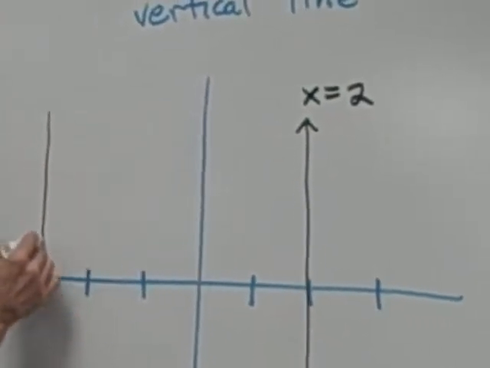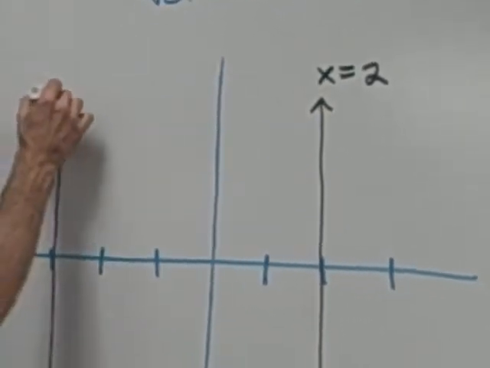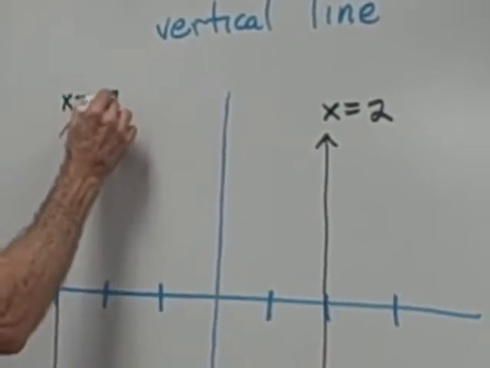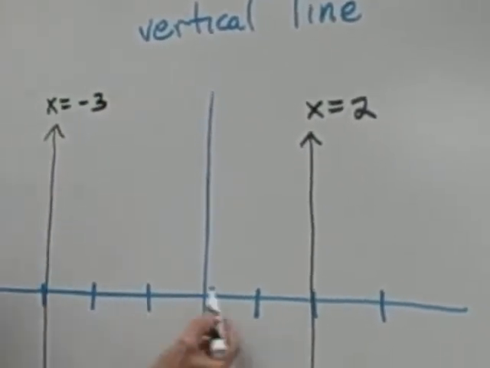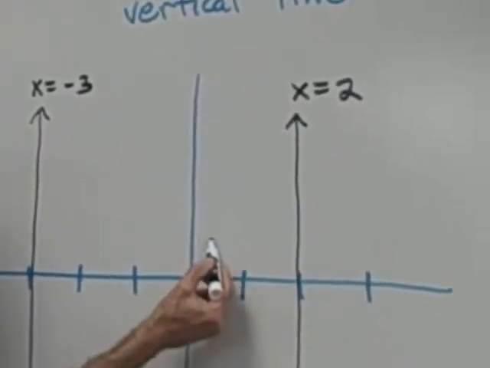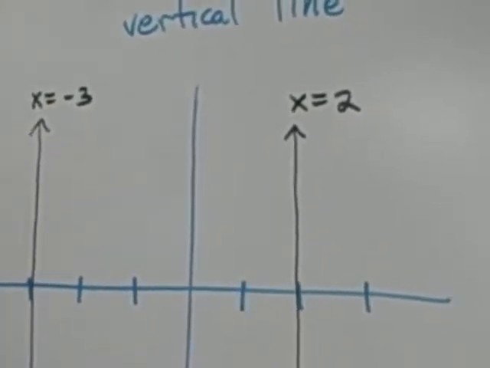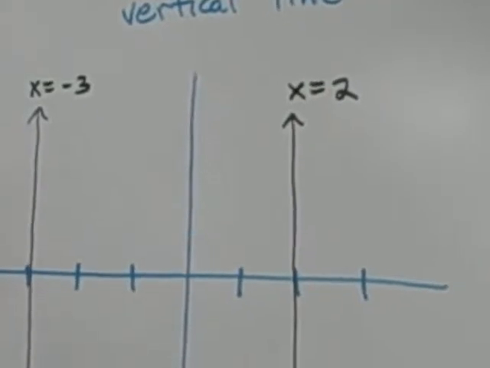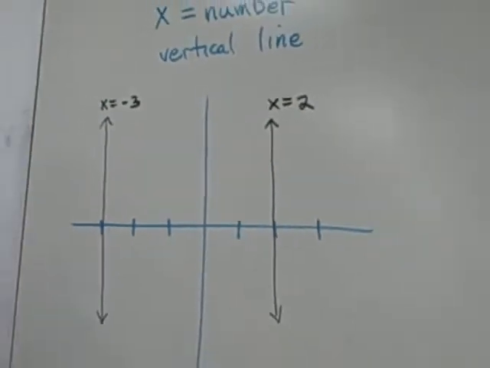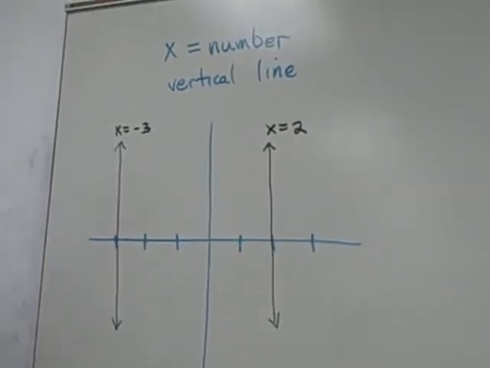The equation for this line, tell me. Very good. X is equal to negative 3. If I drew a line right here, it would be x is equal to what? A half, wouldn't it? Okay? That's the first special case. You see these things on tests all the time.